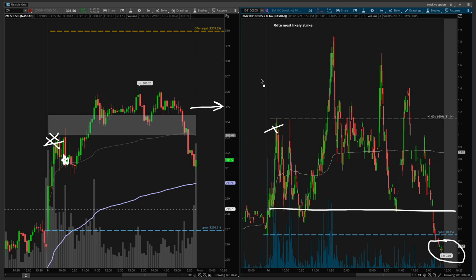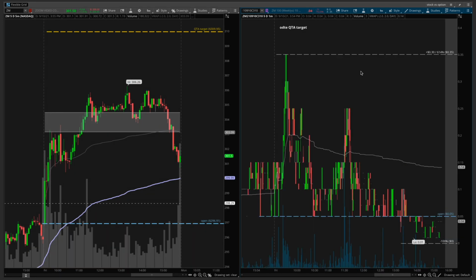Because if you're trading this option on 0 day, you need Zoom to close over 305, and in this particular case it didn't, so this option was worthless, and that's the risk of trading the same day expiration.